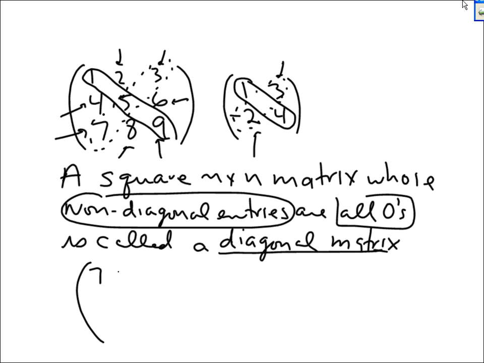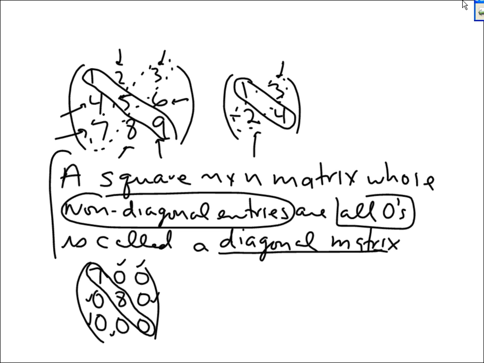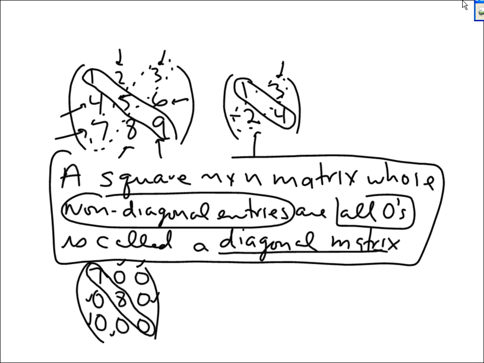So, 7, 0, 0, 0, 8, 0, 0, 0, 0 is a diagonal matrix. Why? Because everything off the diagonal, that is everything that I didn't circle, they're all zeros. 0, 0, 0, 0, 0, 0. It never, ever in the definition, which is right here, said what can be on the diagonal. It just says the non-diagonal entries are all zeros.